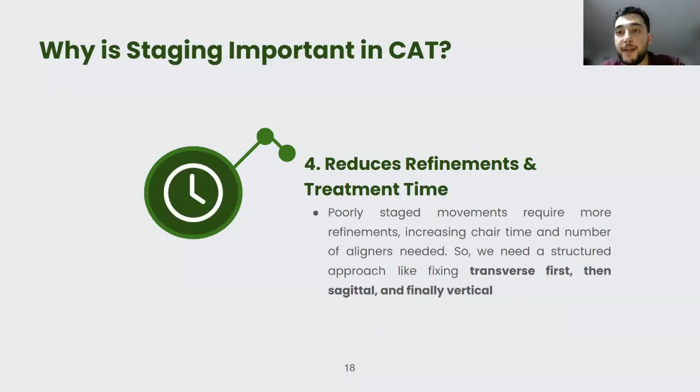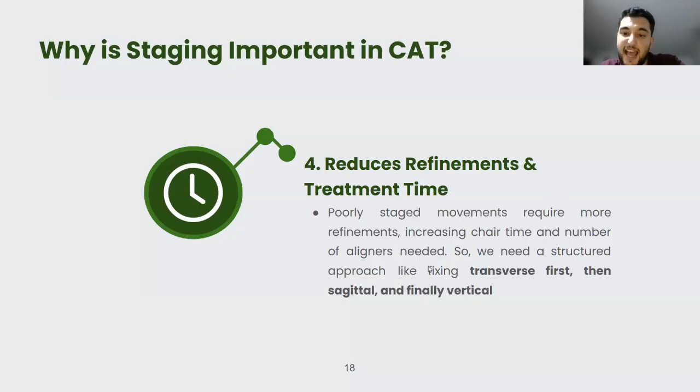Lastly, applying all the concepts that we just talked about, staging, this is all going to accumulate and result in reduced refinements and treatment time. Whenever we stage the plan properly, we're going to need fewer refinements, and this is going to translate into fewer aligners, less cost and less time for both the patient and the doctor.